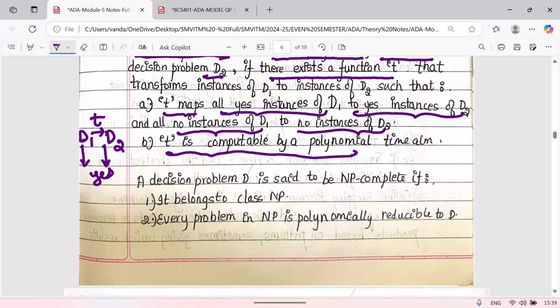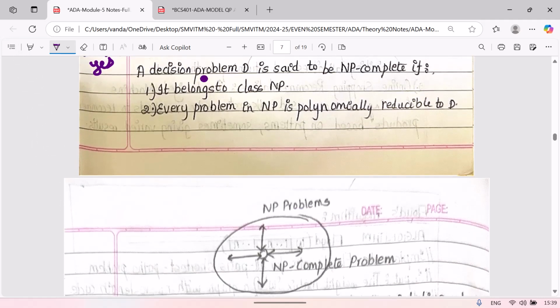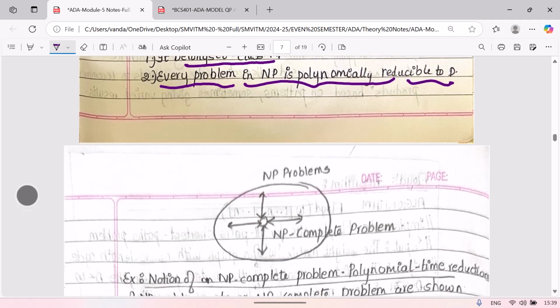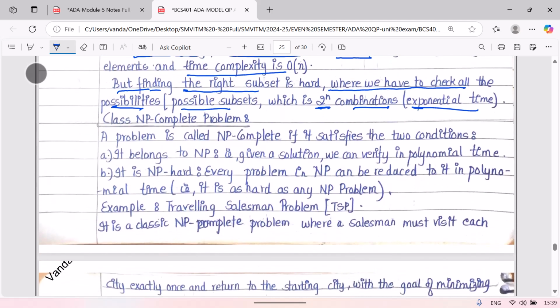Okay. So there is one more thing here. See this one. A problem D is said to be NP complete if it belongs to the class NP and every problem of NP is polynomially reducible to it. See, all the NP complete problems can be made into NP problems and then they can be solved. Okay. So that is what. Now let us look at an example for an NP complete problem.